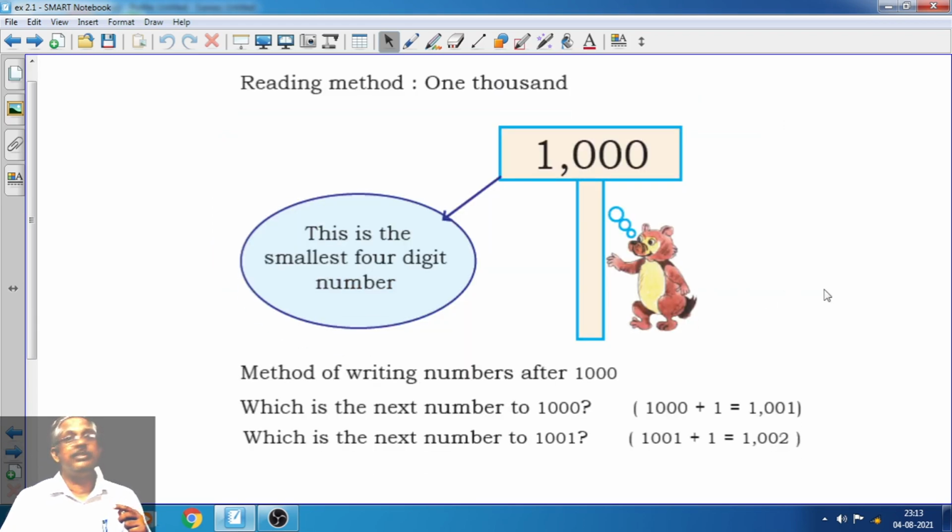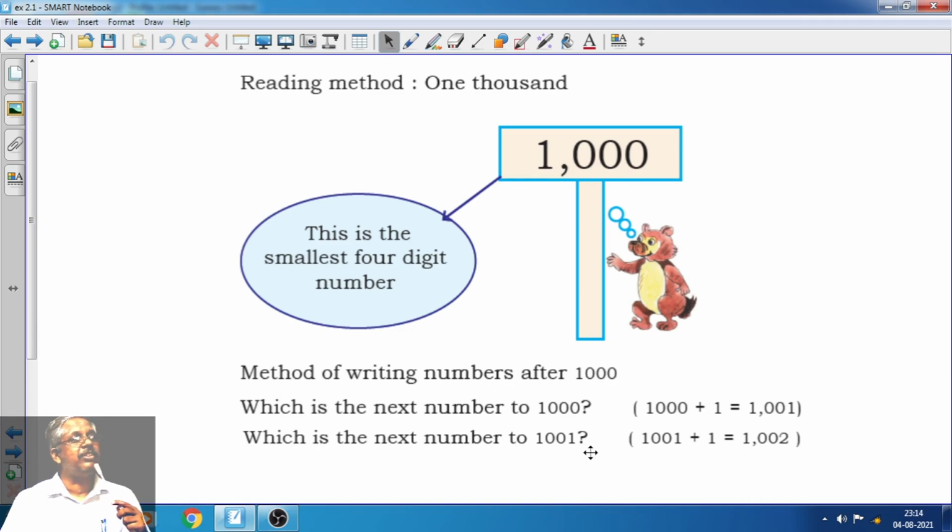And the method to read. I said it is 1000, and even this bear here is also thinking to read 1000. And this is the smallest 4-digit number because in the thousands place we have 1, but in all the other 3 places we have zeros. The method of writing numbers after 1000 is, after 1000 we can add 1, which is 1001.